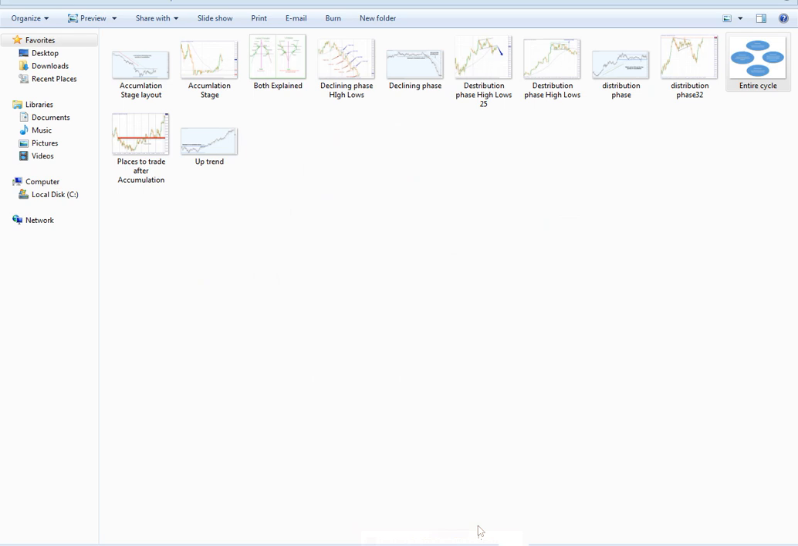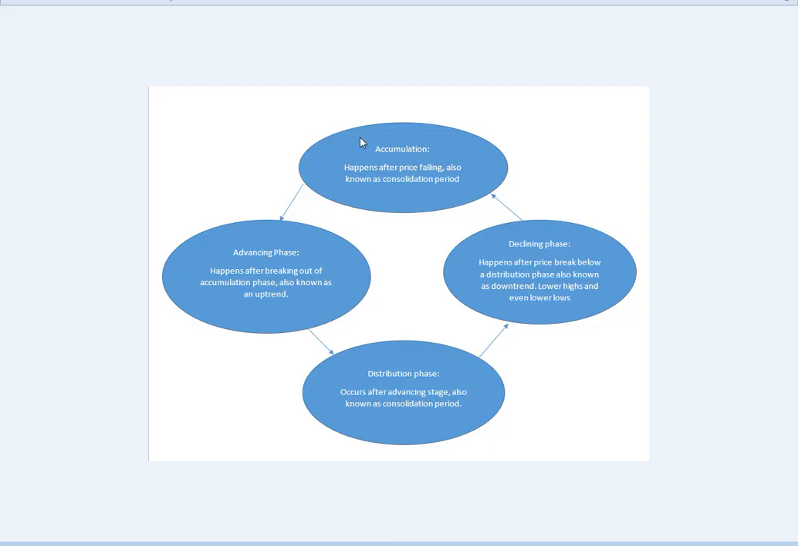So from this one, the first one is the accumulation stage, which happens after price has been falling. It is also known as the consolidation period. Then exactly opposite the accumulation stage is the distribution stage, which occurs after the price has been advancing. It is also a consolidation period, but opposite the accumulation stage. Then we also have the advancing phase itself, which happens after a breakout of the accumulation stage and is also known as the uptrend. Then on the far right we have the declining phase, which happens after a break below a distribution phase, also known as the downtrend, and is characterized by lower highs and lower lows.